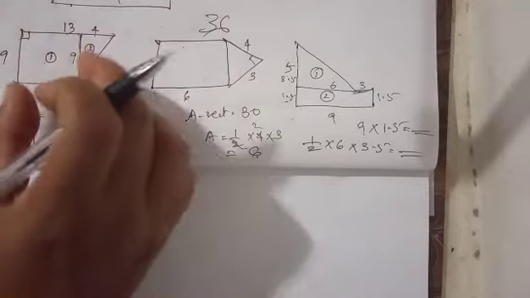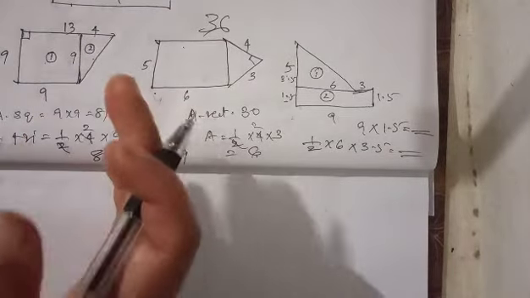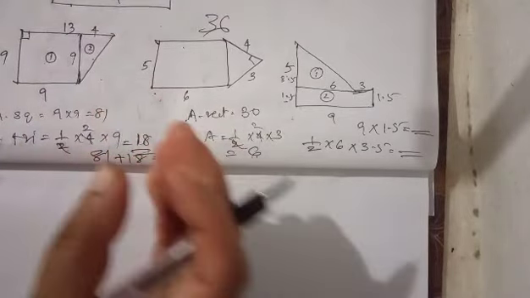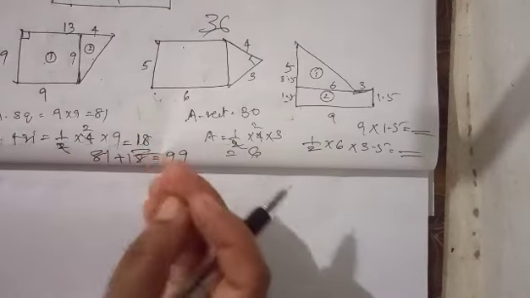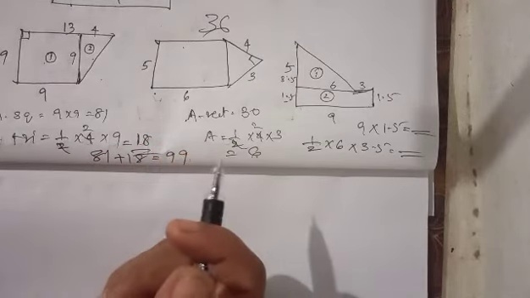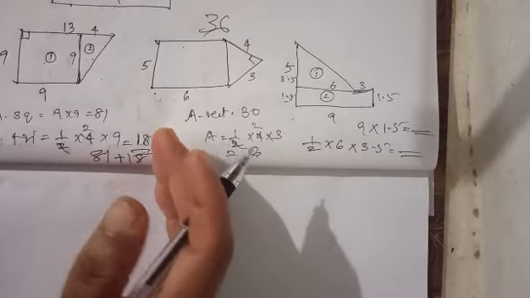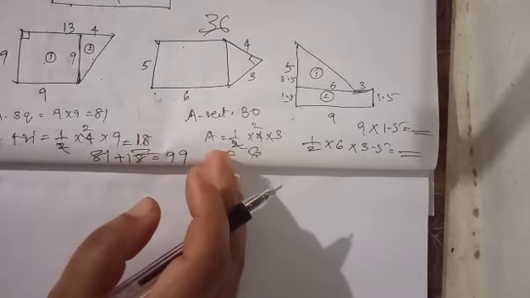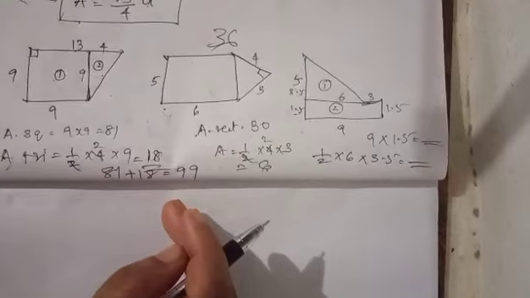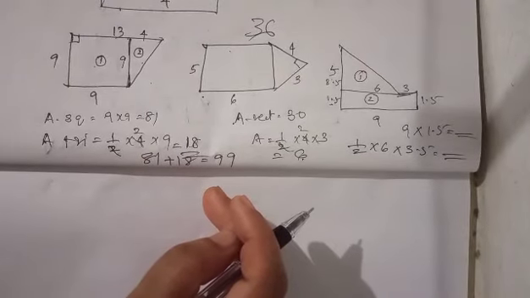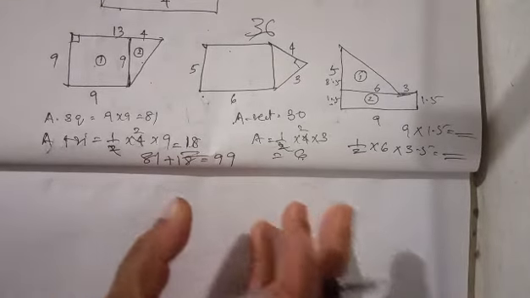Okay. So when a question comes like this, you have to split it into different figures. Each and every area we know: rectangle, square, triangle, parallelogram, in that way we know. So we have to split into that type of figures. Then we can find the areas separately and add them together.